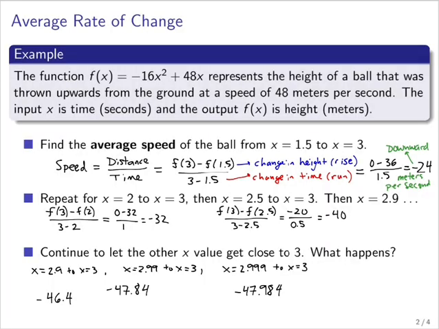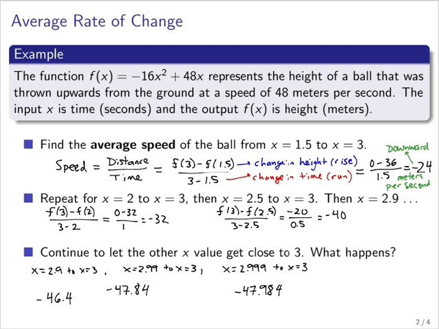And so if you do those calculations and follow very similar formulas to what we were doing up there a second ago, you get these results. From 2.9 to 3 seconds, over that 1/10 of a second moment in time, the ball averaged 46 and a little bit more meters per second heading downwards. Over the 100th of a second, just before x equals 3, it averaged 47.84 meters per second going downwards. And over the 1,000th of a second, it averaged 47.984 meters per second heading down.